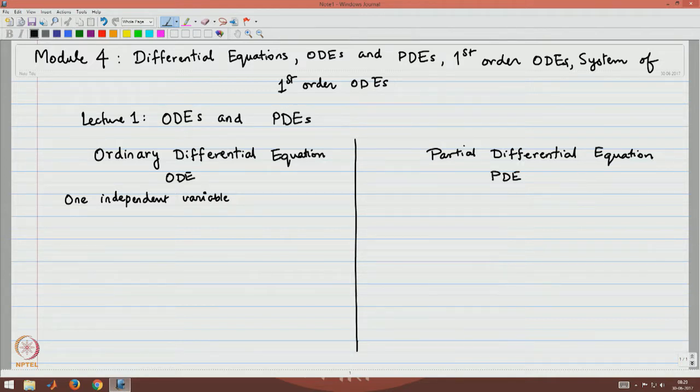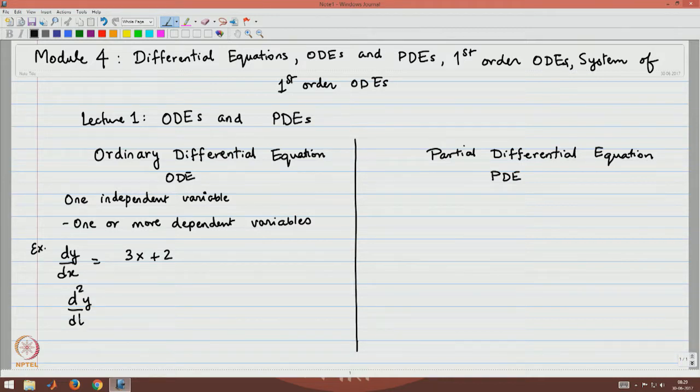and you can have one or more dependent variables. So, you can have something like dy by dx is equal to some function of x, 3x plus 2. Okay. So, these are examples. You can have d square y by dt square is equal to 2 dx by dt plus 3x plus 4y. Okay. So, here in the second equation, the independent variable is time, whereas the dependent variables are x and y. Okay, and so on.